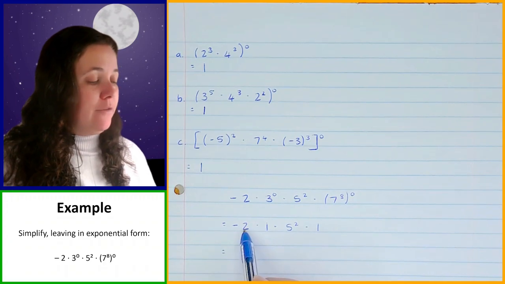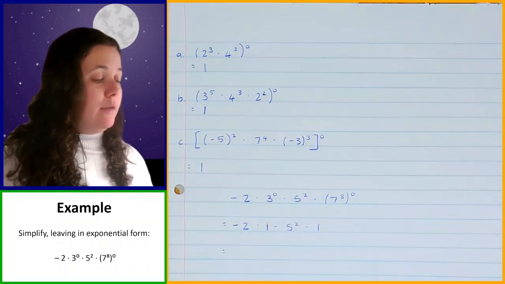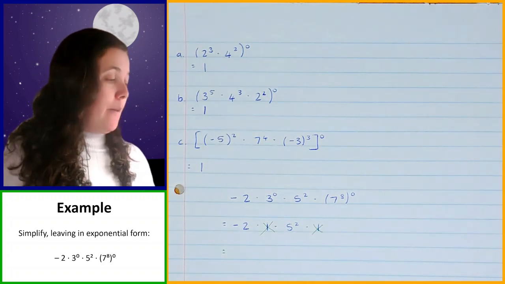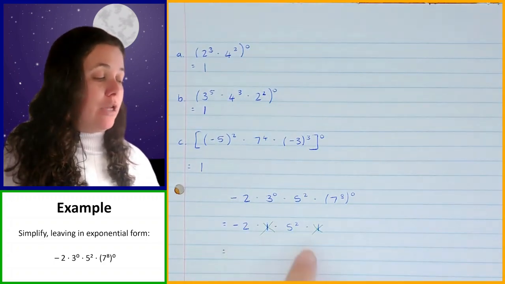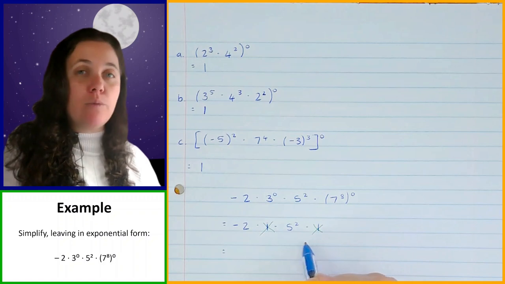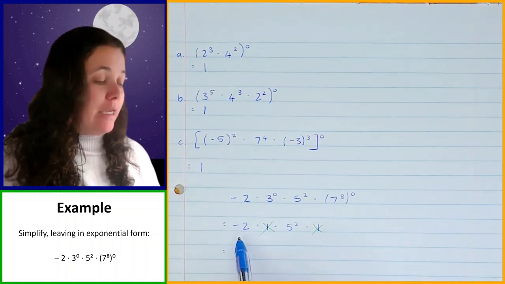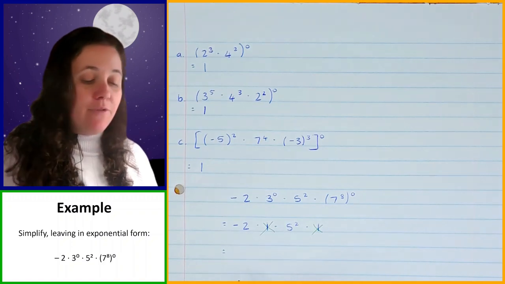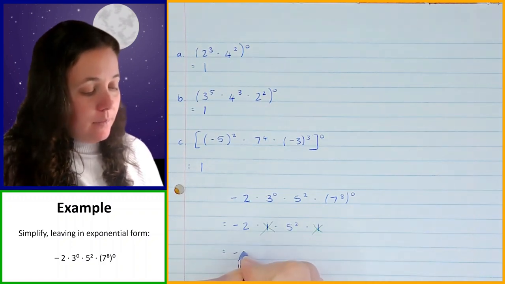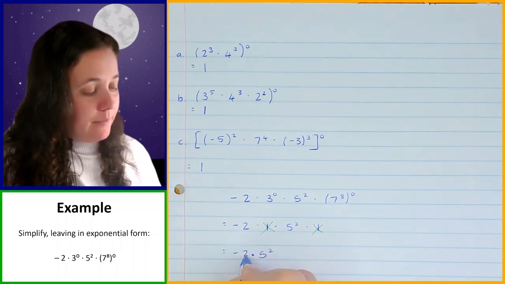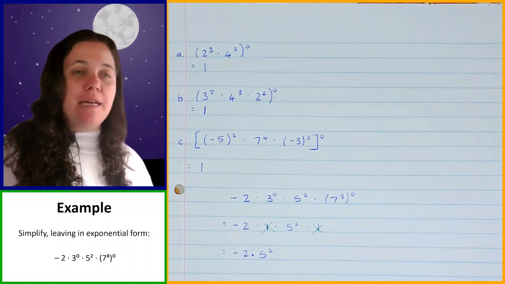So I've got negative 2, the 1s I don't need to worry about. The only time I would have to worry about those 1s is if there were only 1s. But there's not only 1s, there are other numbers here as well. So I don't have to worry about them because multiplying by 1 doesn't actually make any difference. So all I have to actually worry about here is negative 2 times 5 squared. Okay, so that's what you should get for that example.